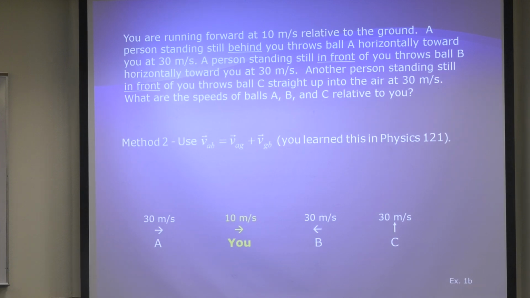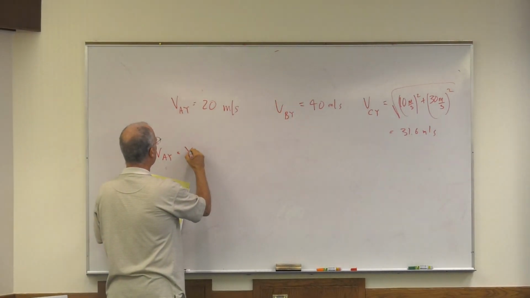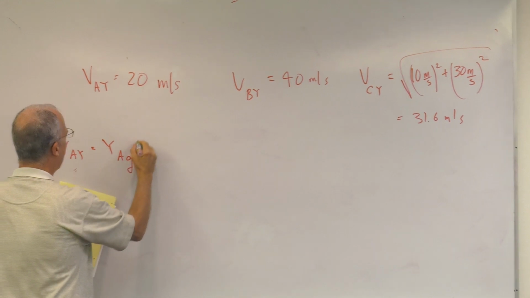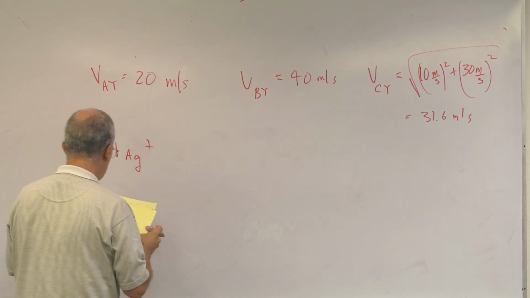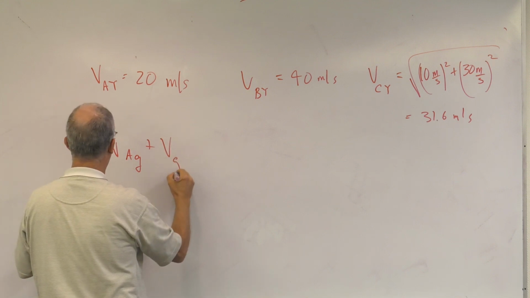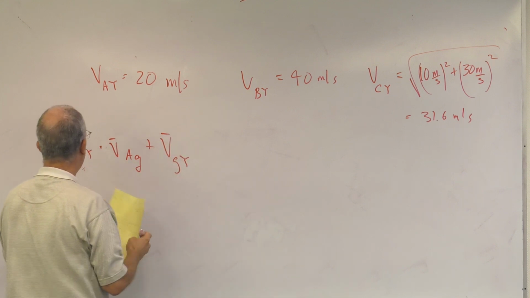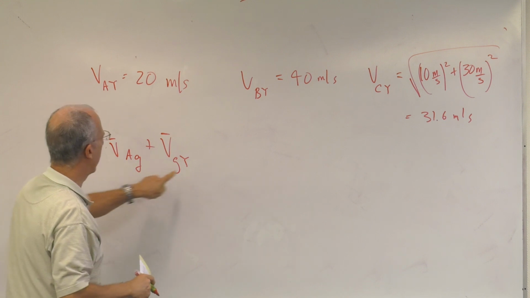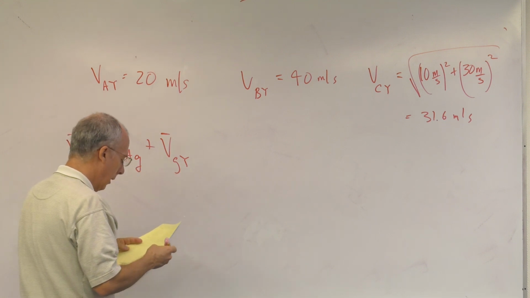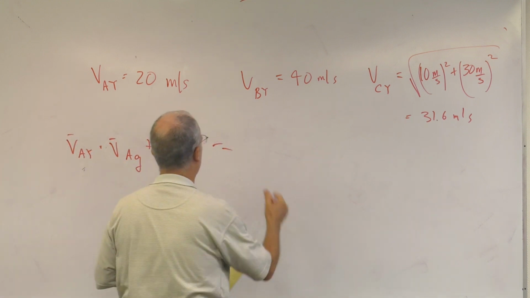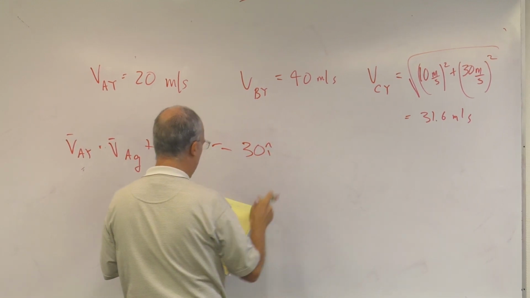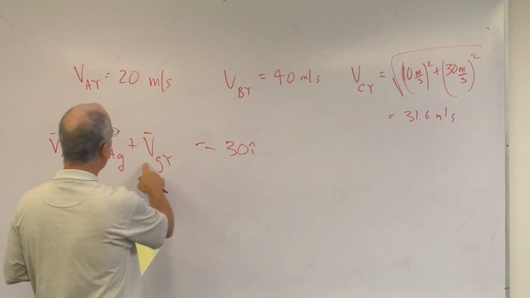All right, let's do it. So V_AY equals V_A ground plus V_ground U, right? A is on the left, A is on the left. Y is on the right, Y is on the right. These guys cancel. Okay, what's V_A ground? 30i. I'm not going to write units, sorry. 30i. And what's V_ground U?